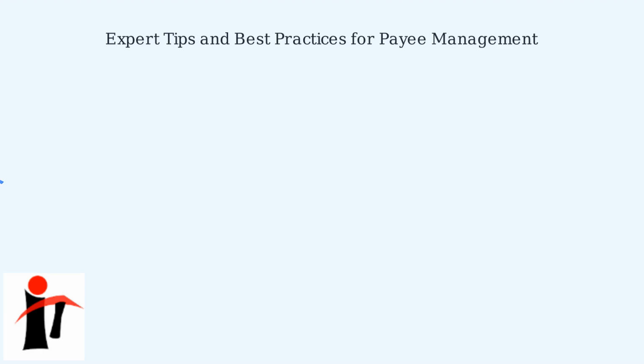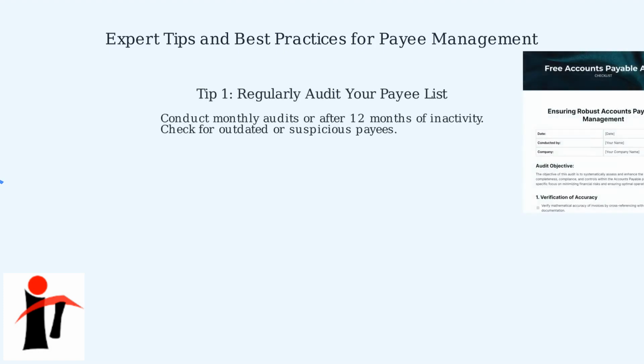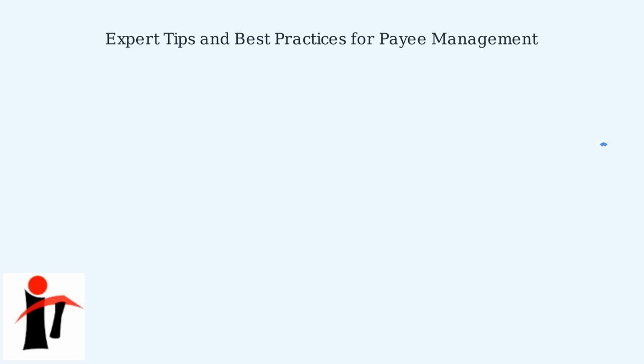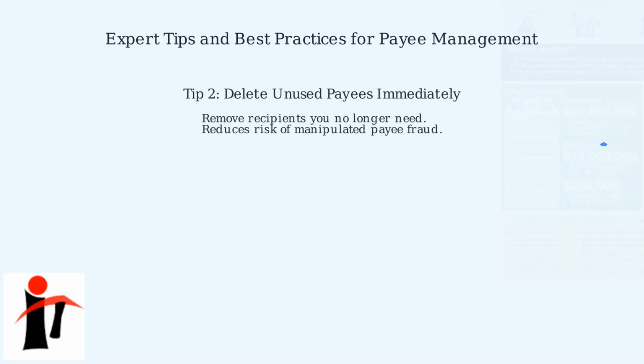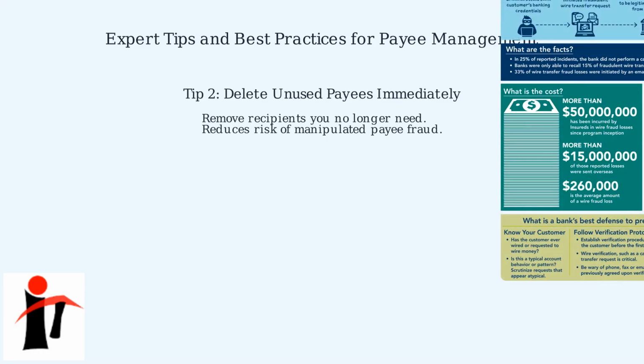Proactive management of wire transfer payees is a critical component of personal and business financial security. Financial security experts recommend regularly auditing your payee list and deleting any unused recipients to significantly reduce wire transfer fraud risks. Conduct monthly audits of your payee list or delete payees after 12 months of inactivity. This helps identify outdated recipients, such as former business partners or international vendors, preventing compliance issues and potential fraud. Delete unused payees immediately after they're no longer needed.